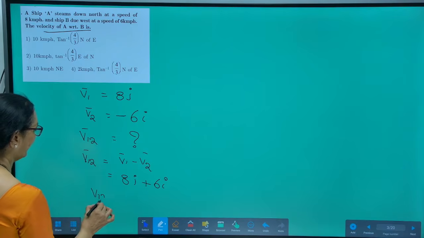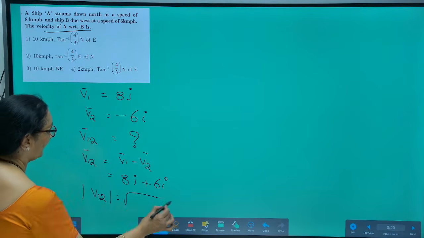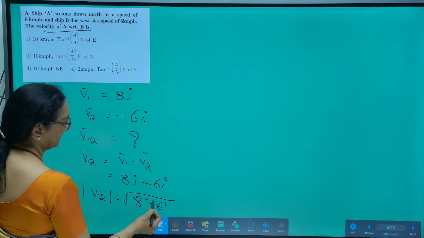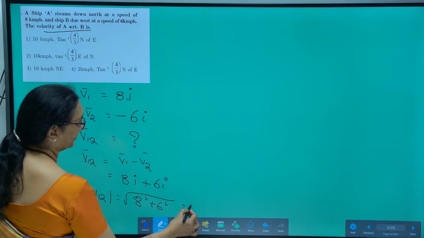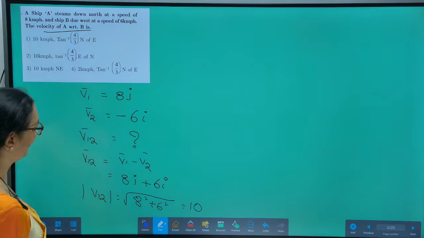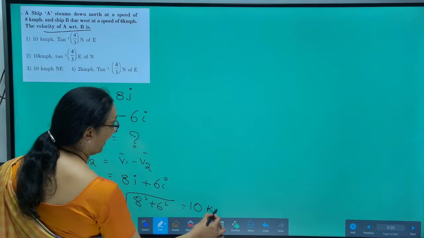If you find the magnitude, it will be root of 8 square plus 6 square, 64 plus 36, 100 under root, it is 10. So the answer is 10 kmph. We just found the magnitude.